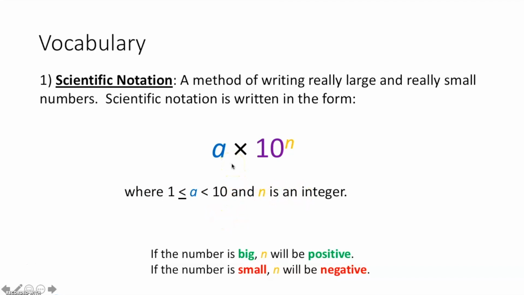So when you're converting a number into scientific notation, this number in front has to be greater than or equal to 1, but less than 10. Now, let's say your number is really big, like 5 million. Well, then your n, your exponent, will be a positive integer. If you're converting a number that's really small, really close to 0, like 0.00001, that means your n, your exponent for 10, is going to be a negative integer.